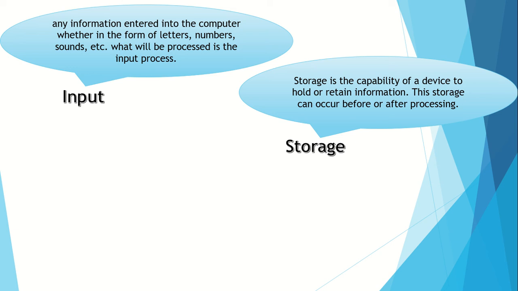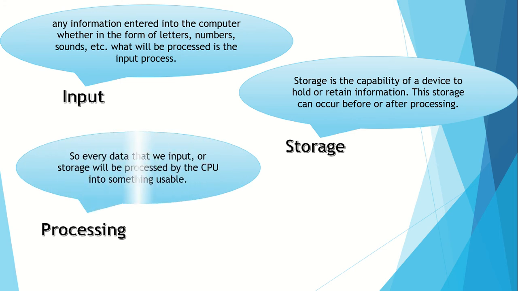Number 3. Processing. Processing is the third function of computer. This process is carried out by central processing unit. So every data that we input or store will be processed by the CPU into something usable.